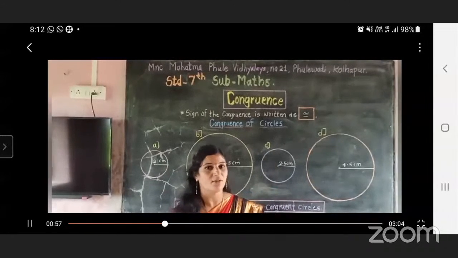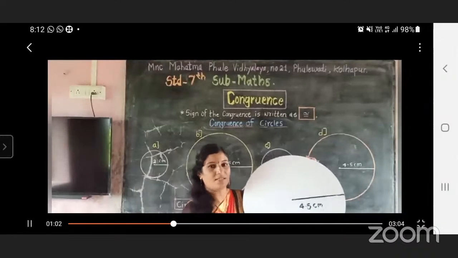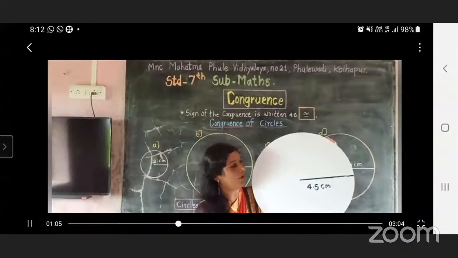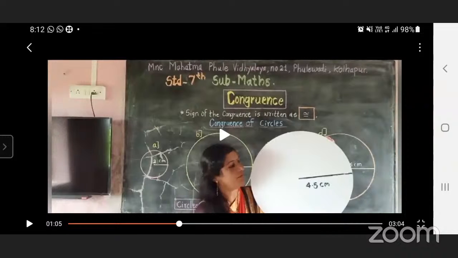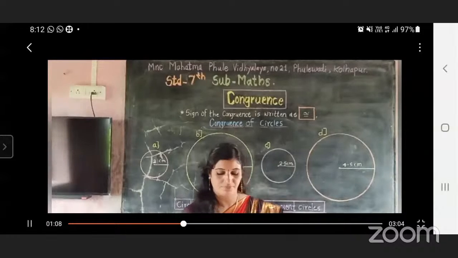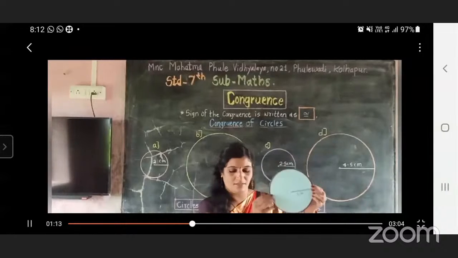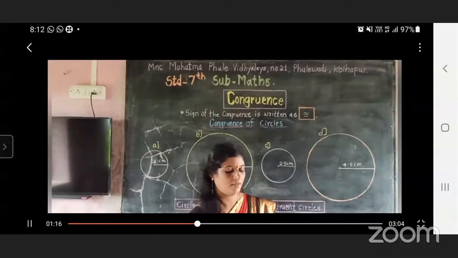Now here I made some circular discs with the given radii. The radius of this circular disc is 4.5 centimeter. As in our activity, draw the circle of that measurement on the paper and cut that circle with that radius for the matching. The radius of this circular disc is 2 centimeter.